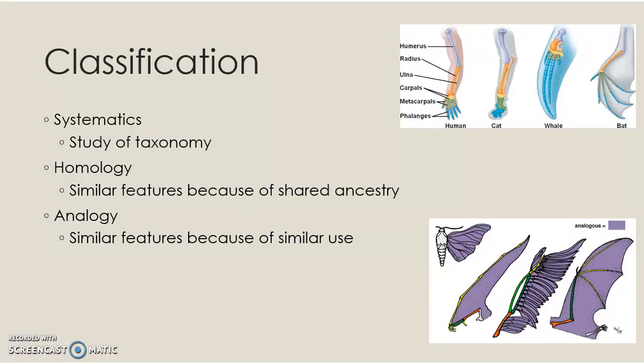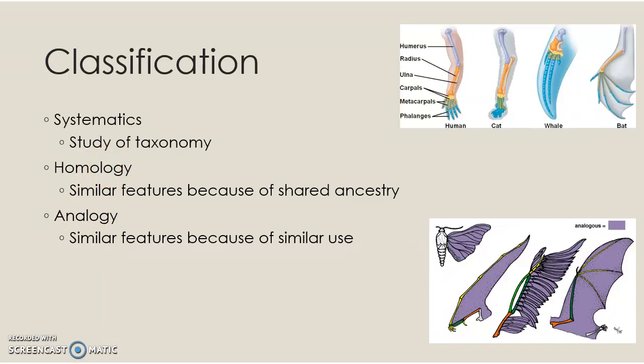So systematics is actually the science of classifying anything, really. So it's the study of taxonomy. Taxonomy is how we classify living organisms. We put them into taxonomic groups. And we do that by looking at certain features. So we say there are two types of features. There are homologous features and there are analogous features, or homologous traits and analogous traits.